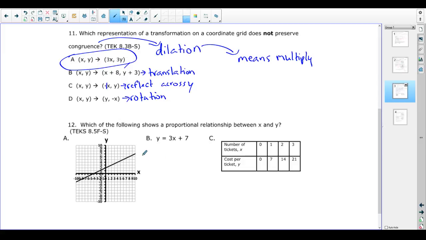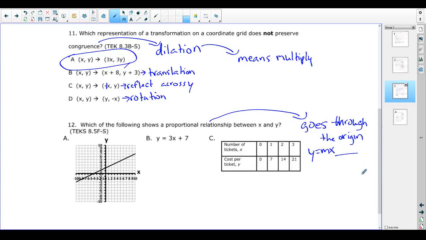We only got 10 minutes till trunk or treat. Which of the following shows a proportional relationship between x and y? So, proportional relationship goes through the origin. Or if it's an equation, looks like y equals mx with nothing at the end. Okay, and that's what we're going to look for.